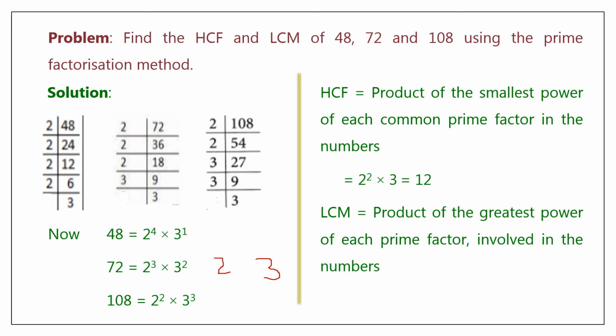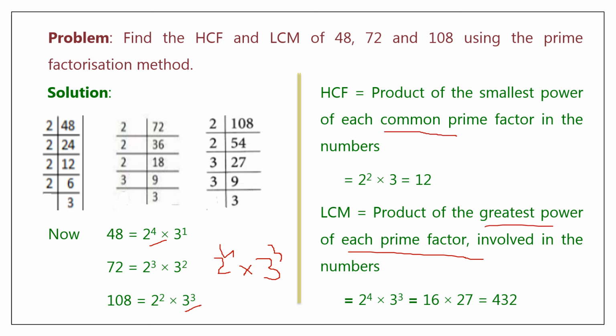We have to take the greatest power. Greatest power of 2 is 4. That's why 2 power 4, into the greatest power of 3, which is 3, that's why 3 cube. Then the LCM, therefore 2 power 4 into 3 cube, that is 16 into 27, I'll get 432. In this way you can find LCM. One thing, in case of LCM, you will use all prime factors and greatest powers. In case of HCF, we will use only common primes and their smallest powers.